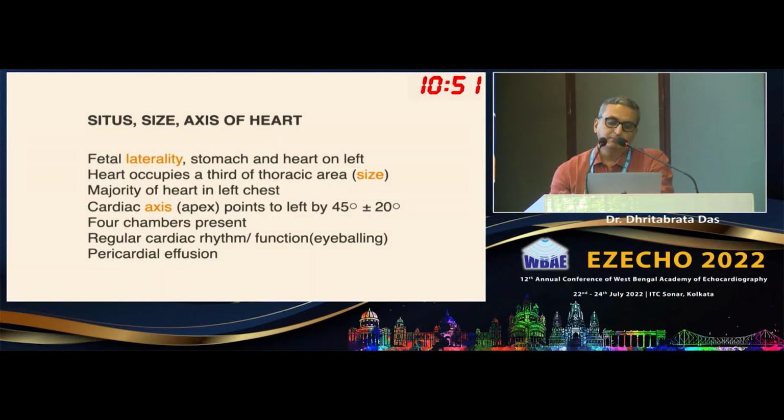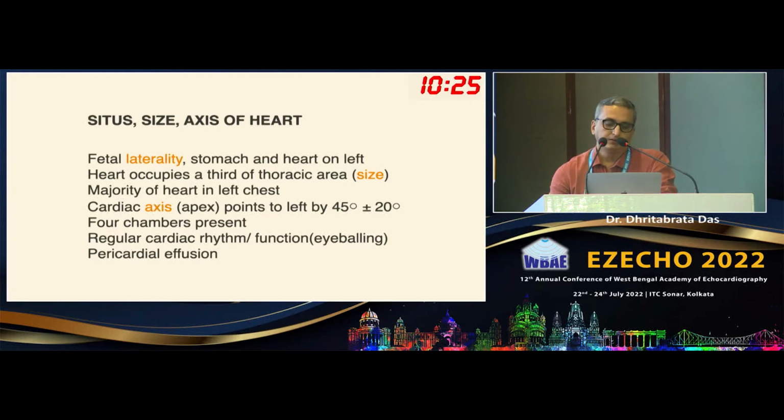Now, after determining the laterality, the next step is to find out that the stomach and heart are both on the left side of the fetus. That confirms the situs solitus. We also find out the size of the heart, and usually it is by eyeballing. The heart fills about 1/3 of the whole thoracic area. If you want, you can determine the thoracic area and cardiac area and find out the index.